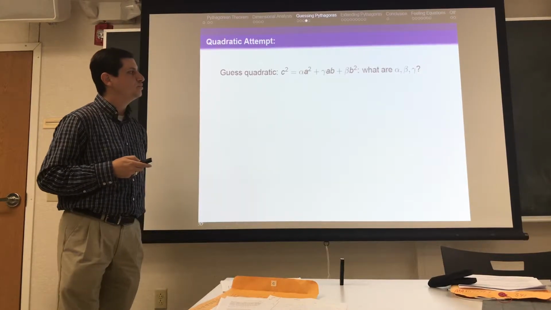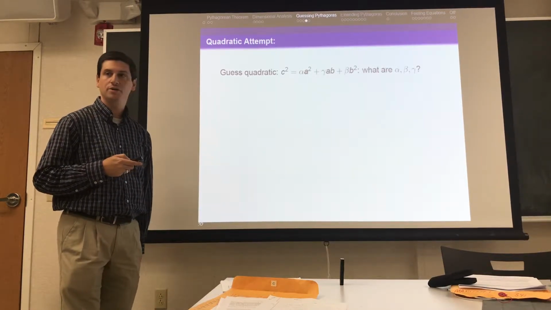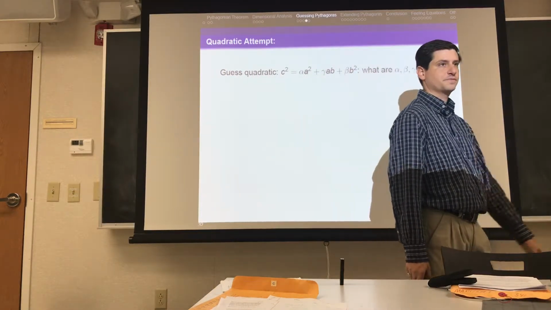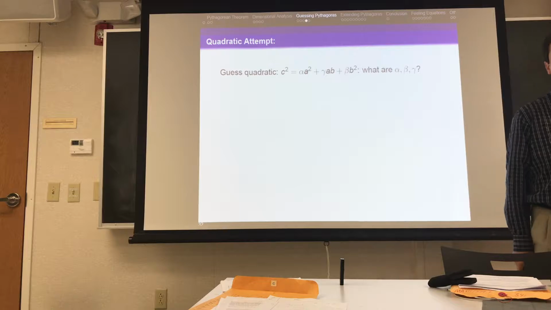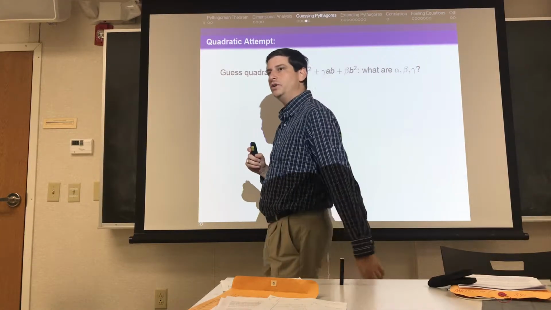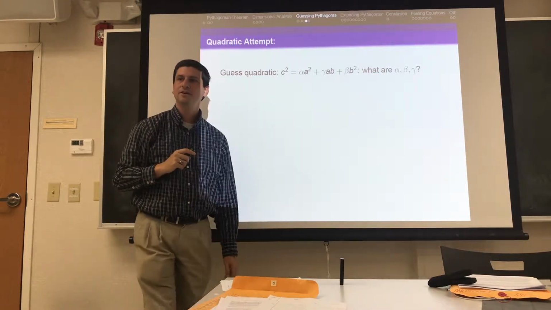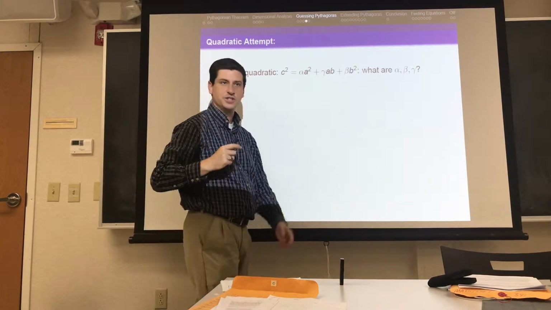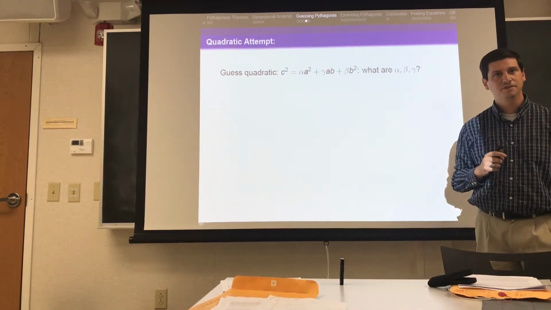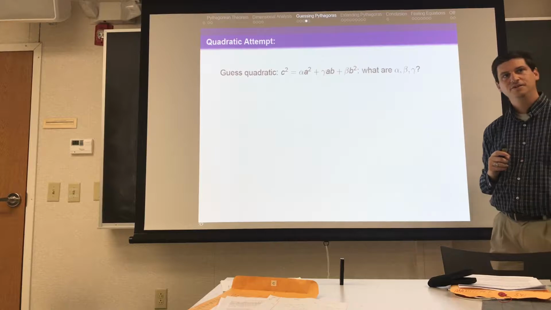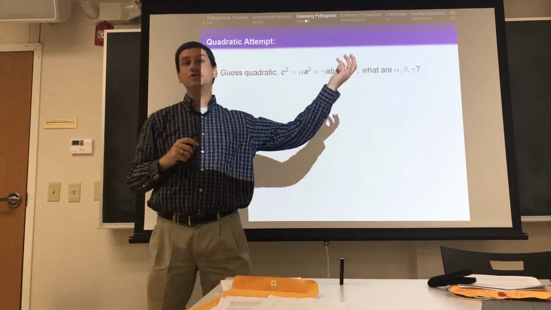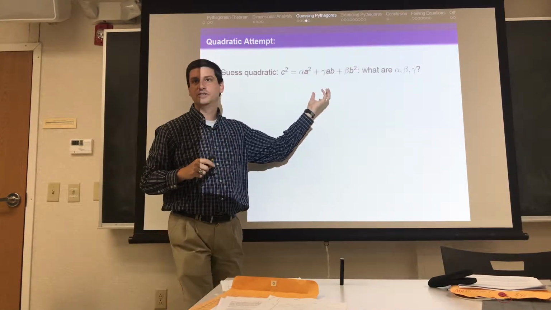So let's say we have alpha A squared plus gamma AB plus beta B squared. What are alpha, beta, and gamma? Can anybody give me any thoughts? What should be true? Alpha still equals beta. What else about alpha and beta? So they're definitely equal. What else? Based on the last time, that logic still holds by looking at those extreme triangles.